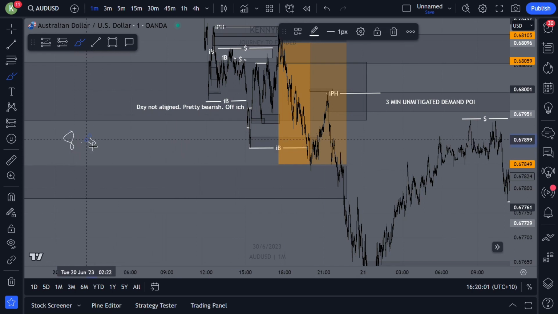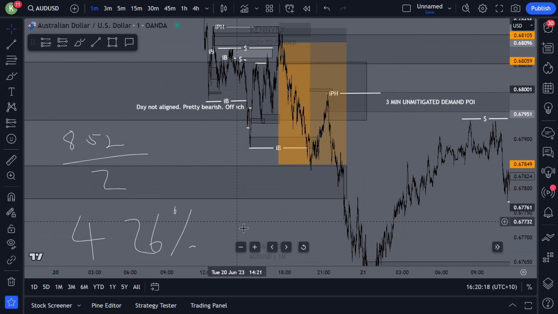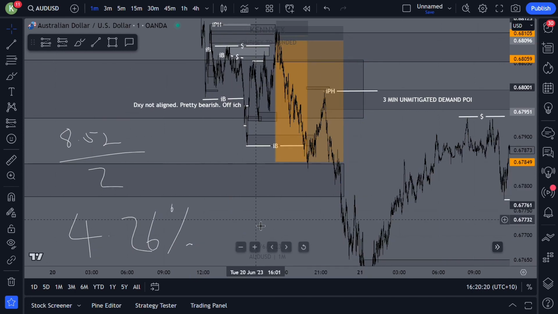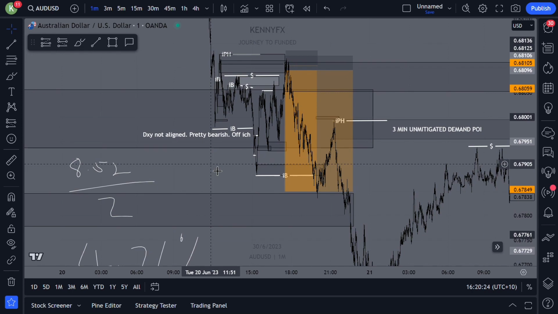Alright, so 8.52. That's a bit sketchy, but anyway. You divide that by 2, and it gives you 4.26%. And that's when you're risking 0.5% like I was. But yeah, that's sort of the perfect breakdown.